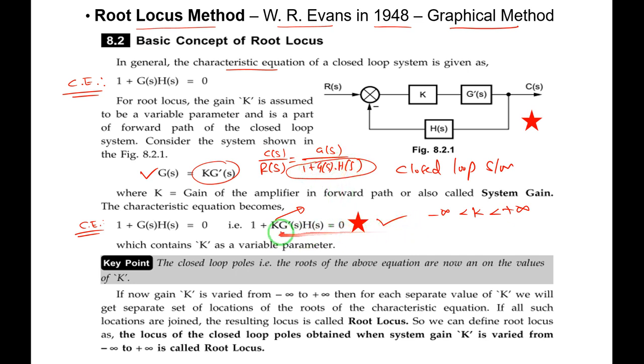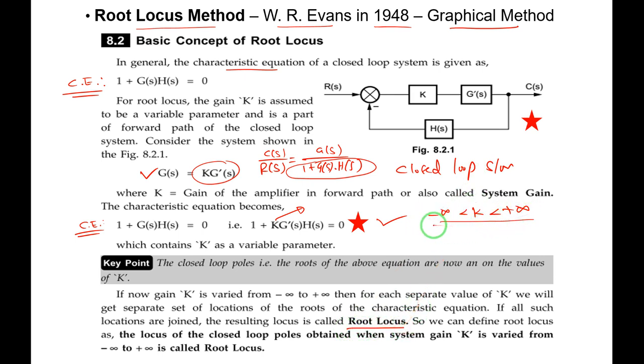For a particular value of k, I have already told, k equal to 1, I will get some set of roots, nothing but the closed loop poles. For k equal to 2, I will get another set of roots or poles, for k equal to 3 and so on. K can be varied from minus infinity to plus infinity. By joining the set of closed loop poles, we get some locus. That locus we call the root locus, because k can be varied from minus infinity to plus infinity.